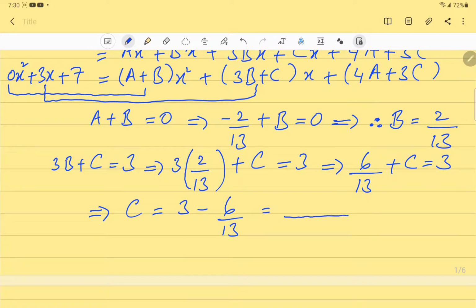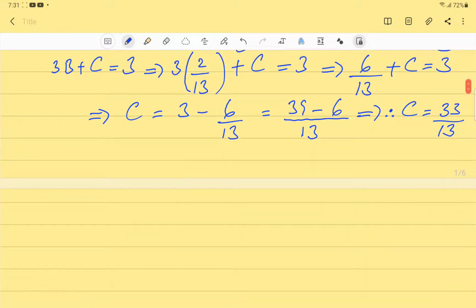Here we will take the LCM, so 13 into 3 is 39, minus 6, which gives us C as 33 over 13. Now we have all the values of the constants a, b and c, so we can write our partial fraction.